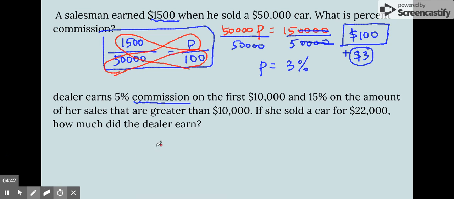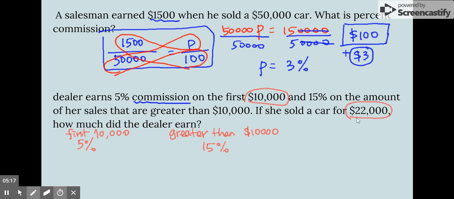This question is very tricky because you have two different categories. On the first $10,000, your commission is going to be 5%. But for the amount after $10,000, the amount that is greater than $10,000, you're going to get 15% commission, which is good. So now you sold a car for $22,000.